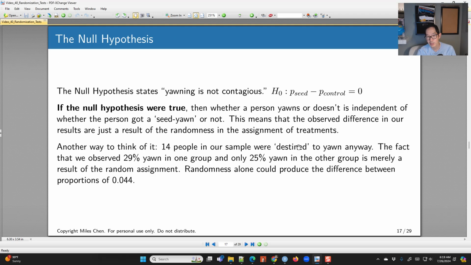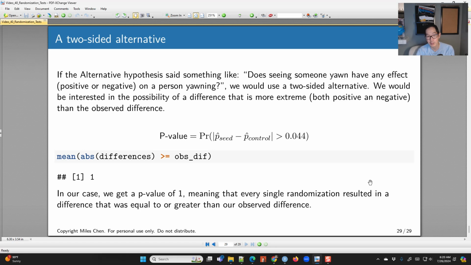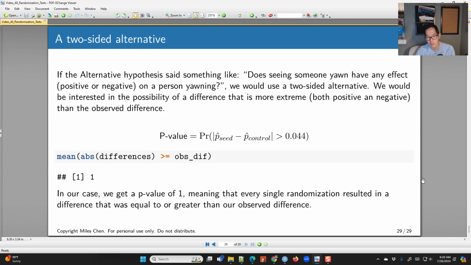So when Mythbusters is looking at their example and they say, you know, the difference isn't big, but we're convinced that yawning is contagious, okay? It is actually literally impossible to get a difference that is any smaller than 4.4%, okay? So this is the smallest possible difference you can get. And so if you check for either positive or negative differences, yeah, you get a p-value of 100%, okay? Which seems kind of wild, but that's exactly what's going on in the data. It is not possible to get a difference below 0.044.